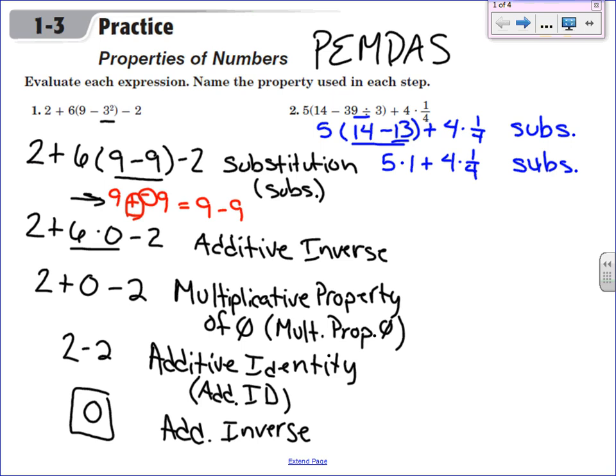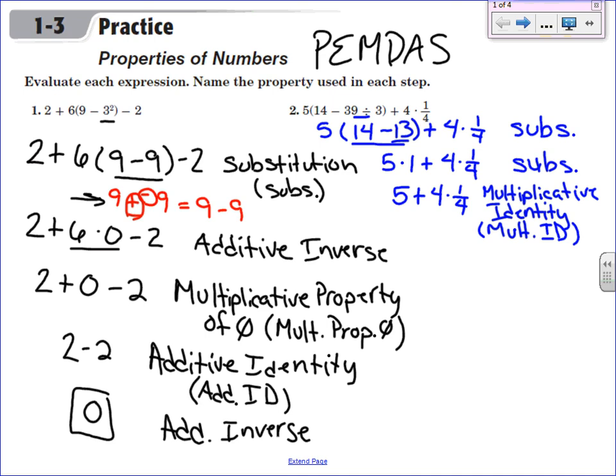Then I don't have any exponents, so I move on to multiplication and division, and the first one is 5 times 1, which is 5. And that is the multiplicative identity, because when I multiplied, I got the same number back. So that's the multiplicative identity, which I will write from now on as mult ID.